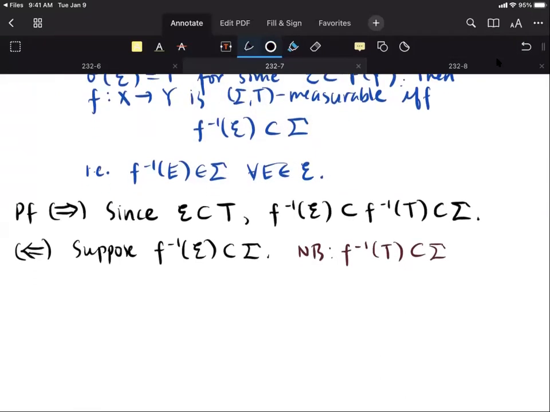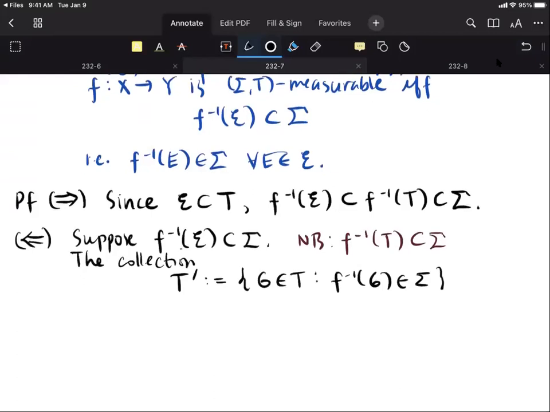Okay. Take note that the collection, let's say T prime, is defined the following way. This is the set of all G in T such that the inverse image of G is in sigma.